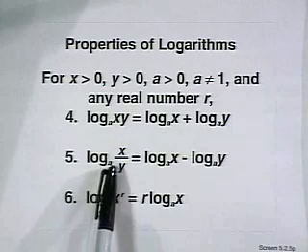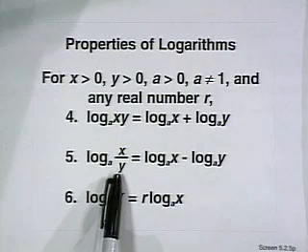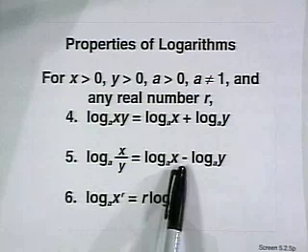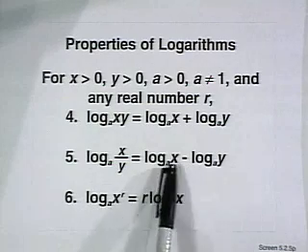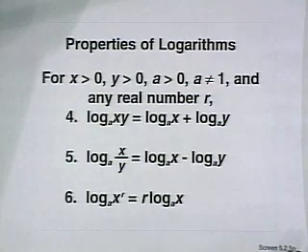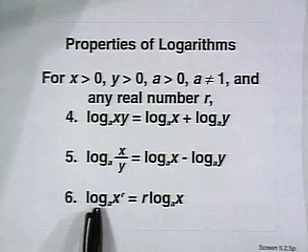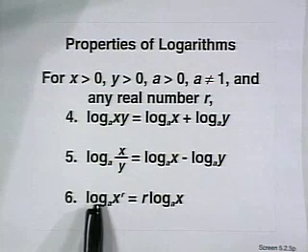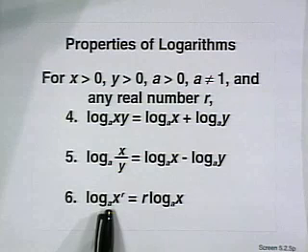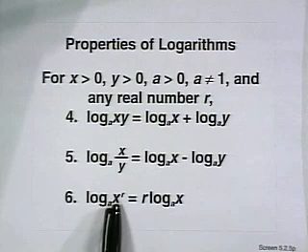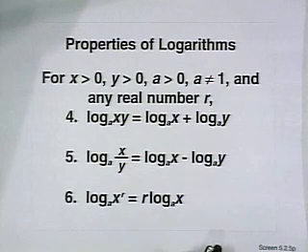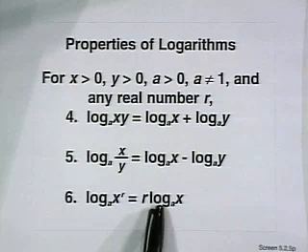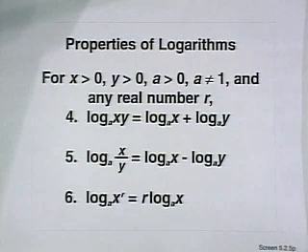In a similar fashion, the log of a quotient is the difference of the logs of the two numbers. And finally, the power rule is that the log base a of x to the r power is that exponent times the log base a of x. Let's see how we could use these properties to simplify expressions that are written in logarithmic form.